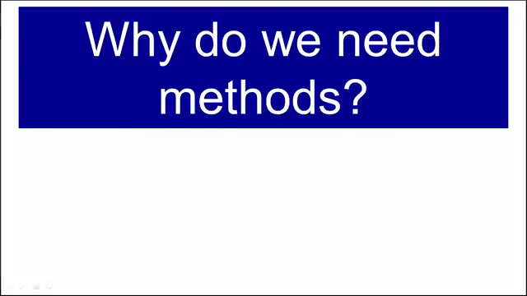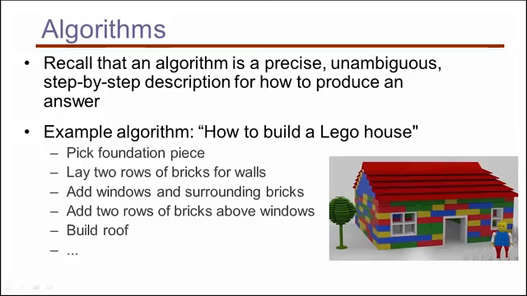In this lesson, we are going to learn about writing our own methods. Before doing so, let's answer the question of why we need methods. Remember from an earlier lecture that an algorithm is a precise, unambiguous, step-by-step process for accomplishing a task. Here's a simplified example algorithm for building a Lego house.